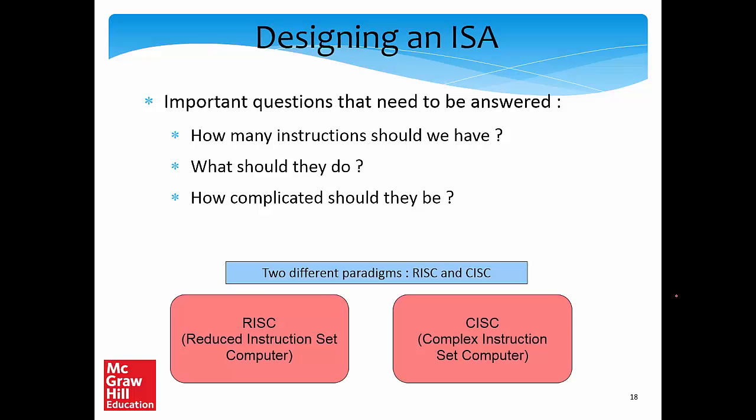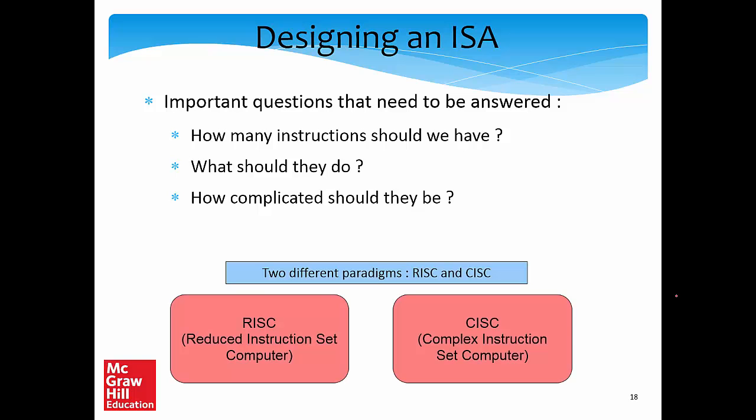Now let's come to designing an ISA. So we already know that an ISA should be complete, concise, generic, and simple. Completeness is a necessary criterion. Being generic, concise, and simple are very subjective criteria, so there is a massive leeway there. So there are very important questions that need to be answered.